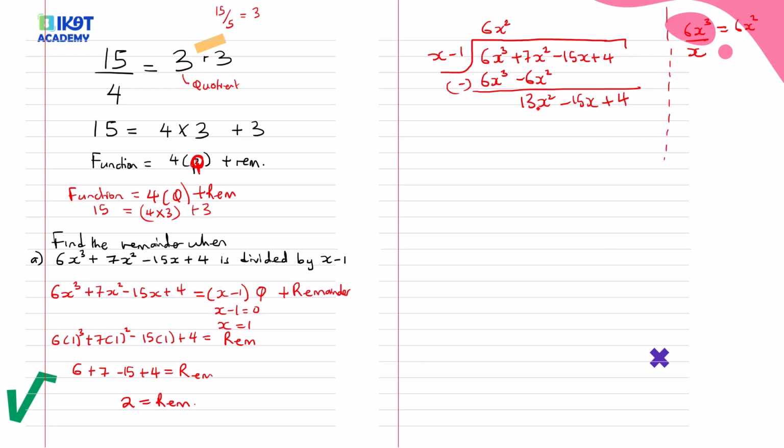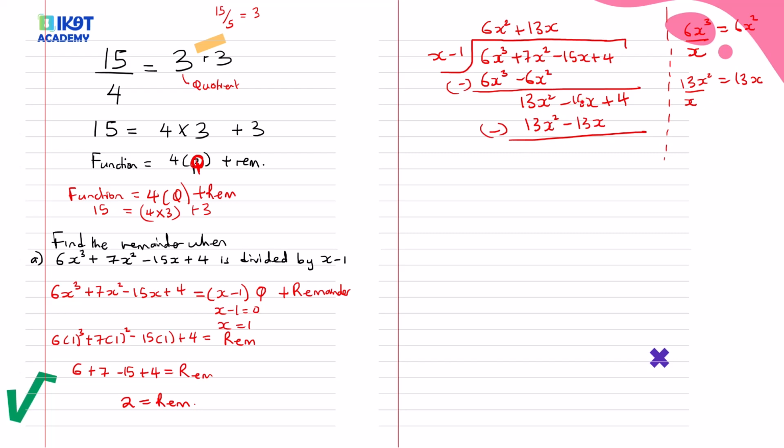Then I will go to the next term. Here we have 13x squared. We are eliminating one term at a go. So to eliminate 13x squared, we divide it by x. What do we get? 13x. So here we have plus 13x. Then we multiply this throughout the entire term: 13x squared minus 13x. Then I will subtract. 13 minus 13 is 0.